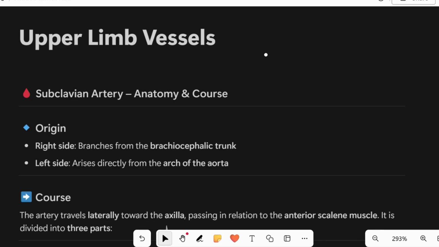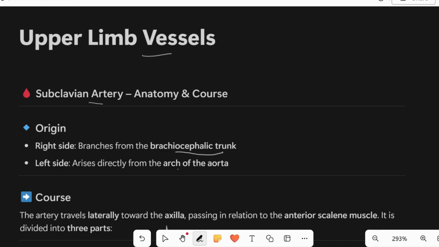Today we are going to talk about the upper limb vessels. First of all, we have the subclavian artery. We will talk about its anatomy and its course. On the right side, the subclavian artery originates from the brachiocephalic trunk, but on the left side, it directly originates from the arch of aorta.